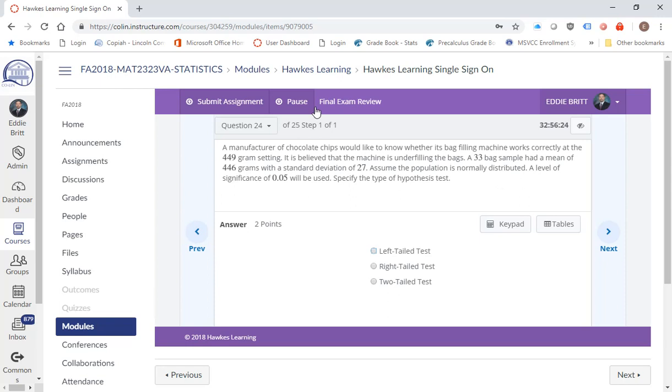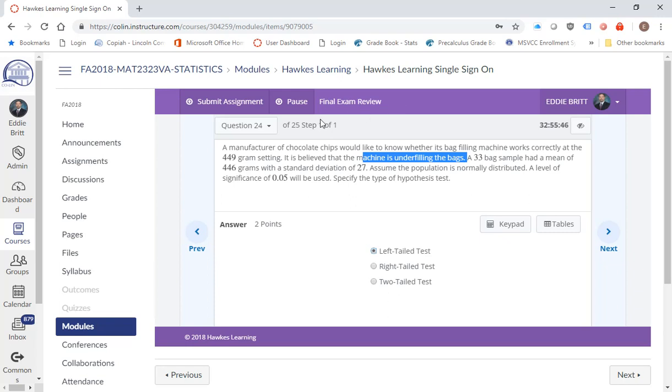So really, since this is a study, we have to look at the alternate hypothesis. The easiest way is to note that it believes the machine is underfilling the bags. Underfilling would be less than, so less than would be left-tailed. You don't even have to write them down. If it's a less than problem, it's left-tailed. If it's a greater than problem, it'll be right-tailed. And if you're trying to figure out if it's not equal to something, then that's a two-tailed test.